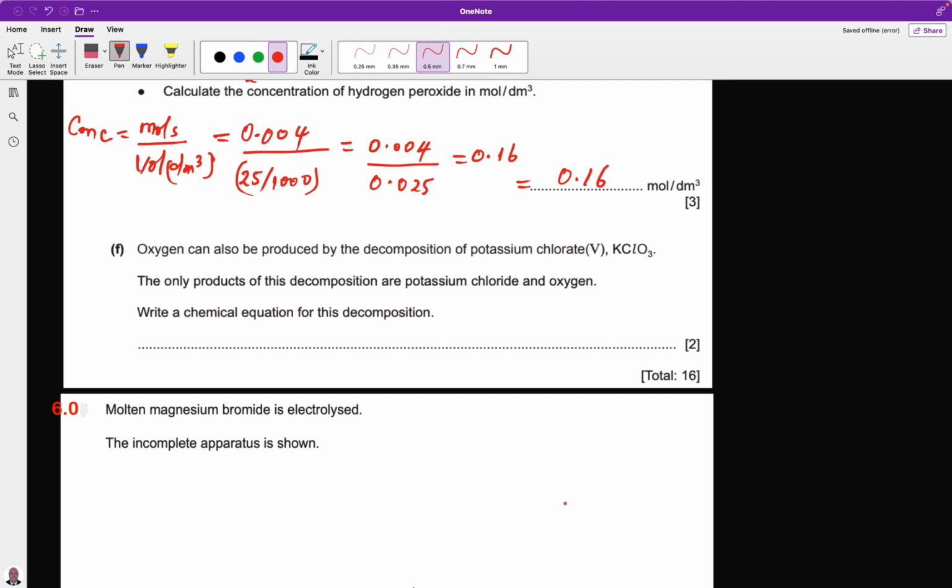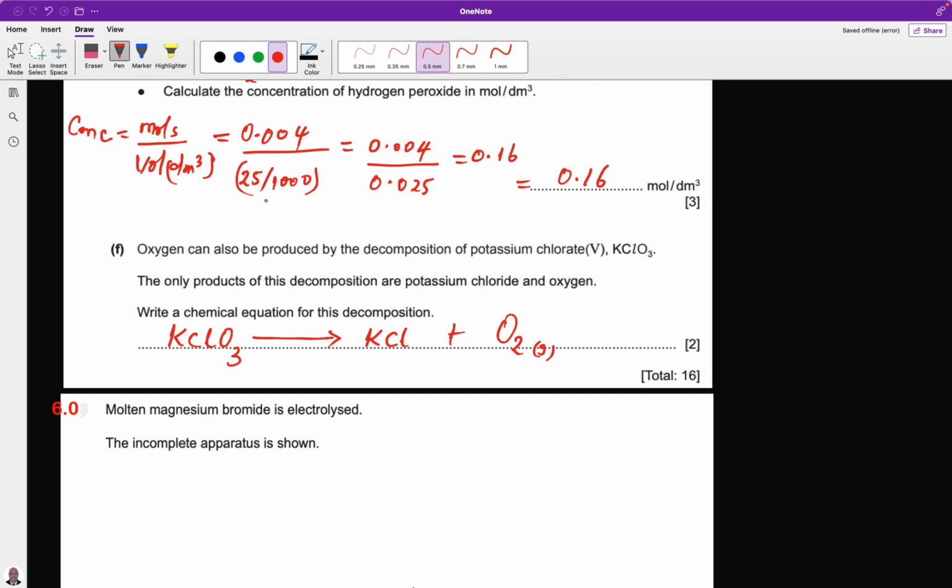Our chemical equation is very simple. We will have potassium chlorate, decomposition, giving potassium chloride plus oxygen. Oxygen gas is being produced.